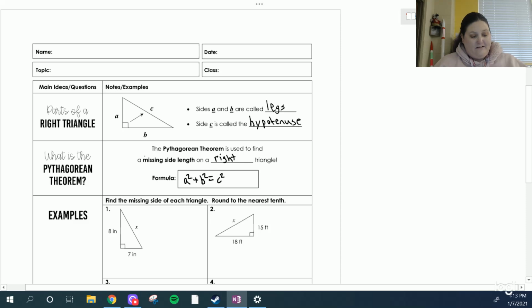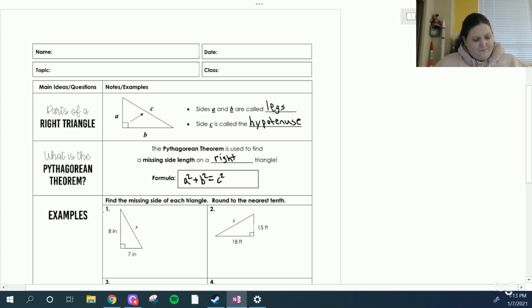The Pythagorean theorem is used to find the missing side length on a right triangle. The formula for that is a squared plus b squared equals c squared. So I'm going to go ahead and move on to example 1. I'm not going to do all of these examples. I am going to leave some to you.